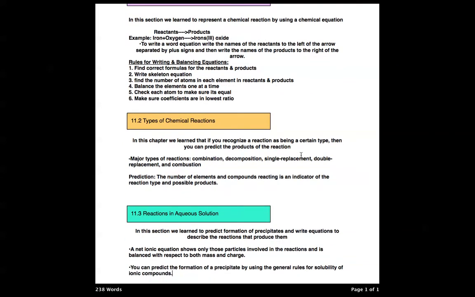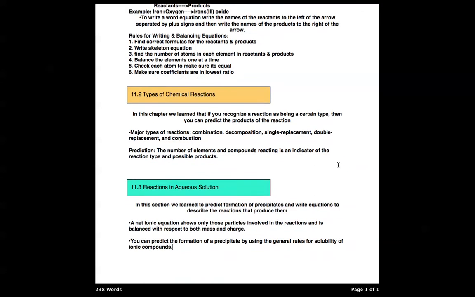So the 5 major types of reactions are combination, decomposition, single replacement, double replacement, and combustion, which we did a whole worksheet about and had to fill out and describe everything. And so a prediction would be that the number of elements and compounds reacting is an indicator of the reaction type and possible products.